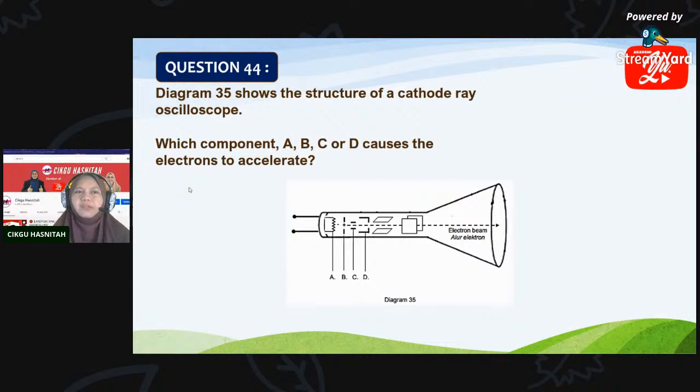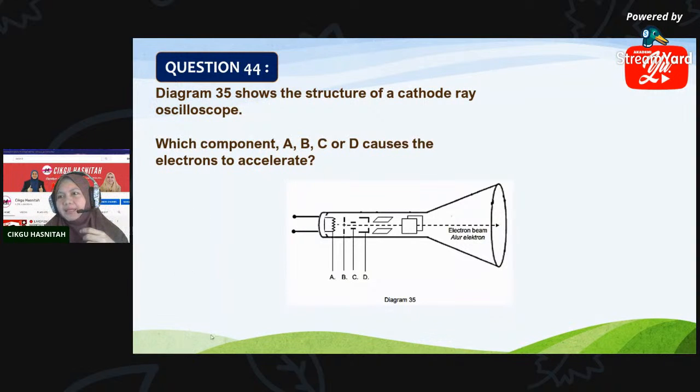For this question, you have to know which part of the CRO acts to accelerate the electron. What is the name of the part which is used to accelerate the electron? Can you type the name of the part which is used to accelerate the electron inside a cathode ray tube?